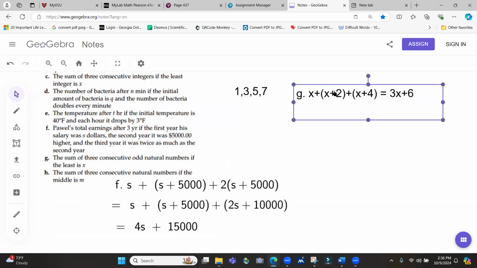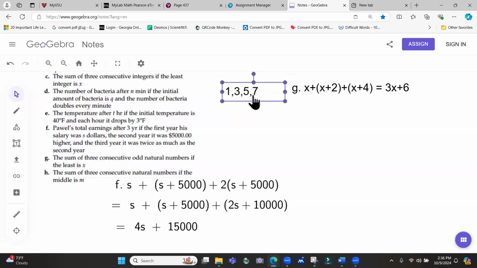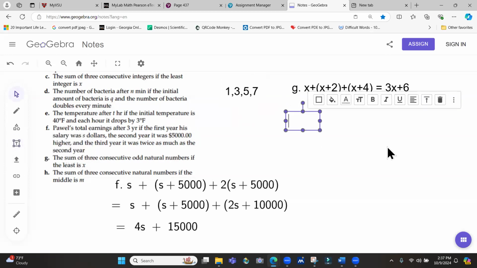Welcome back, guys. We're going to work on H, and I don't mind doing it here on the same page. Sum of three consecutive natural numbers. If the middle one is M, the one higher will be 2 plus, and the one lower will be 2 minus. So you would do part H.